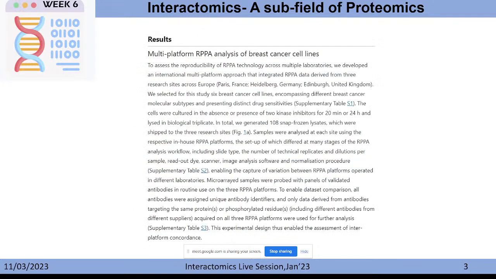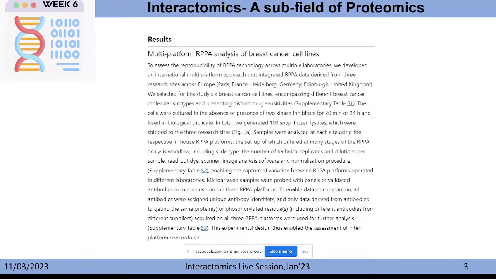To assess the reproducibility of this RPPA technology across multiple laboratories, they developed an international multi-platform approach, integrating RPPA data derived from 3 different research sites. All those laboratories have their own in-house lysate printing setups. Here you can see that they studied 6 breast cancer cell lines. They chose 6 breast cancer cell lines to capture as many of the molecular subtypes and lineages as could be encompassed.